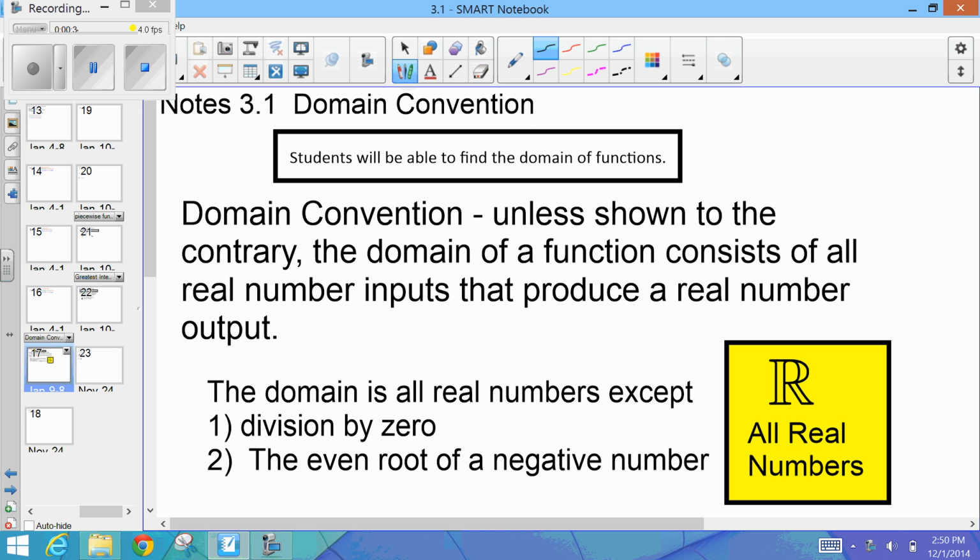Below the domain convention are a couple of the most obvious, most common reasons why you would not get a real number output. And there are just two of them, really. Division by zero, and if you're taking the even root of a negative number. So those two conditions give you not a real number solution, and so therefore if there's any inputs that give you those possible outputs, you want to uninclude them in your domain.